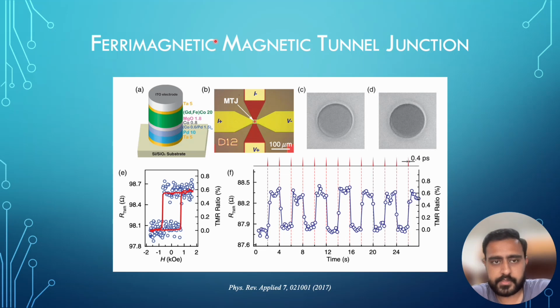The TMR of the MTJ is measured by sweeping a perpendicular magnetic field in the range of 2 kilo-oersted, as you can see from figure E. The TMR ratio was observed to be around 0.6%, which they attributed to the quality of the MgO layer, which had not been annealed. Finally, figure F shows the optical switching measurements, where each 0.4 picosecond pulse is responsible for switching the MTJ between high and low resistance states. Here also the TMR ratio was 0.6%.